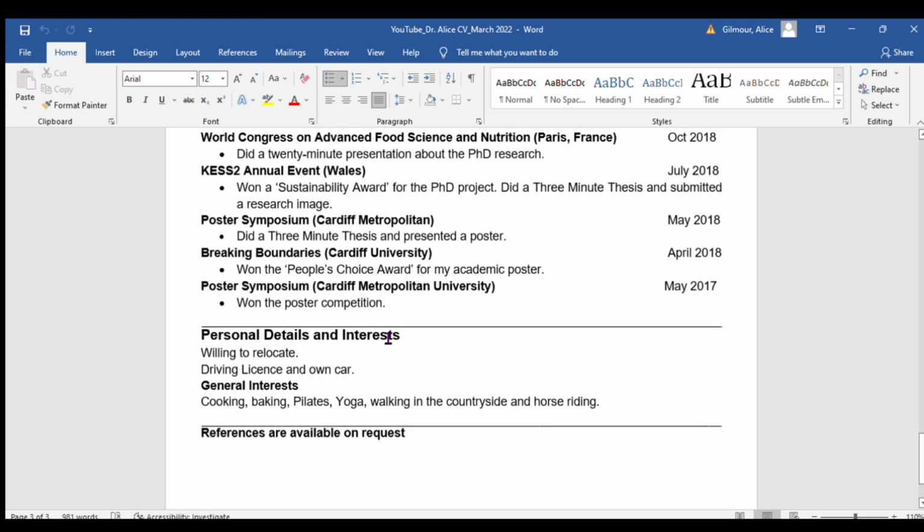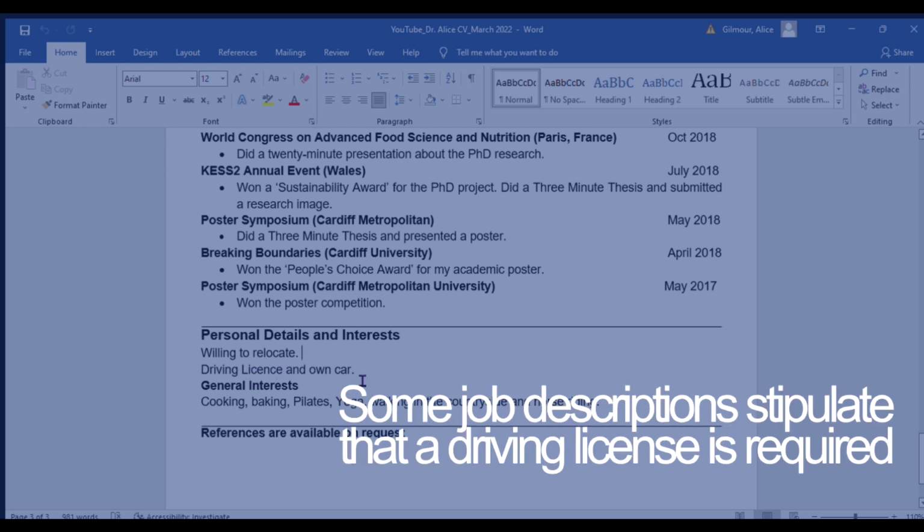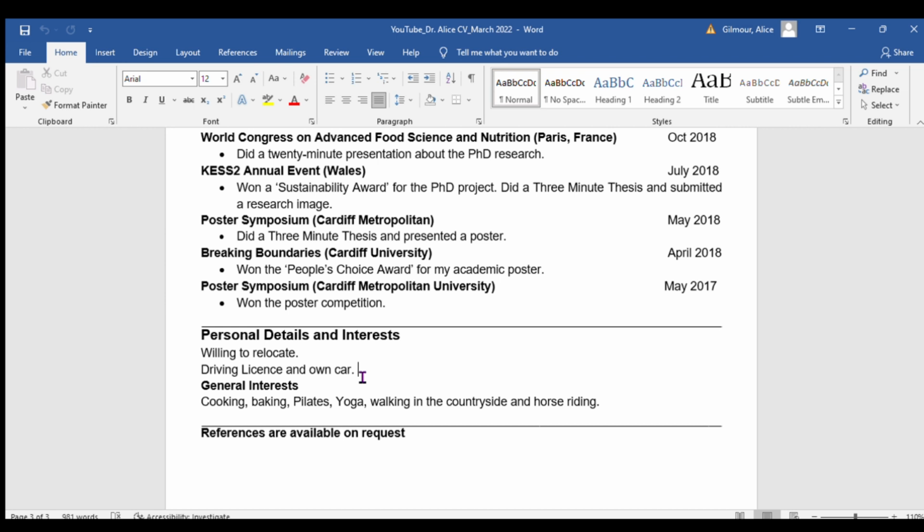And then right at the bottom I've got personal details and interests. I think particularly in academia, it's good to mention that you are willing to relocate, because that's a common requirement. It could be anywhere in the UK. And also noting that I've got a driving licence and my own car. That might have been in the job description, so I've made sure to include that, because I think the job might have been driving out to different schools, so they wanted you to have a licence. Then a little bit about general interests. Horse riding, I suppose, is the main one.